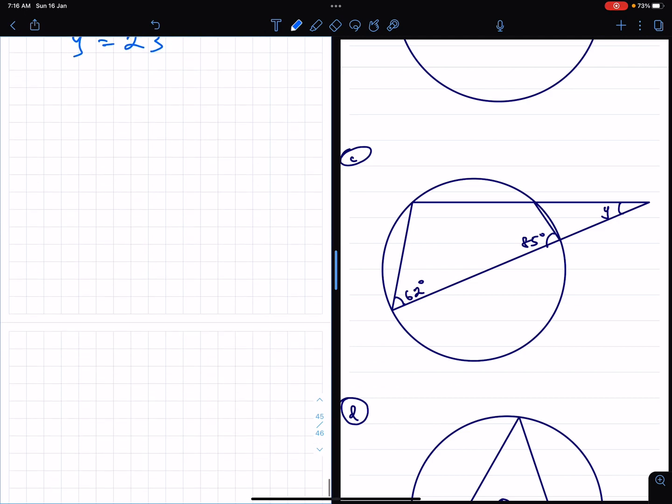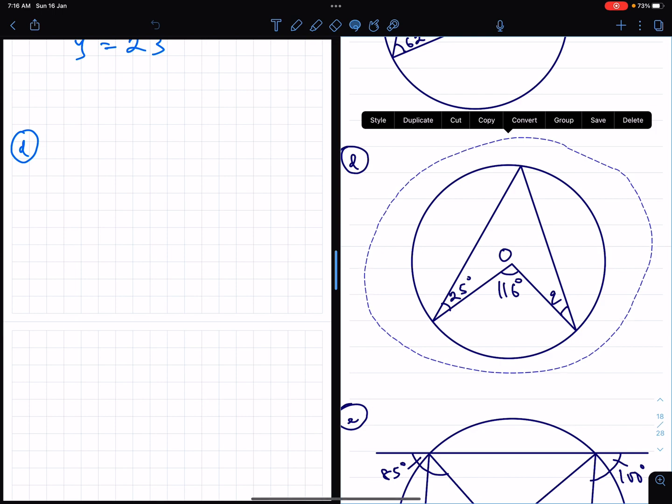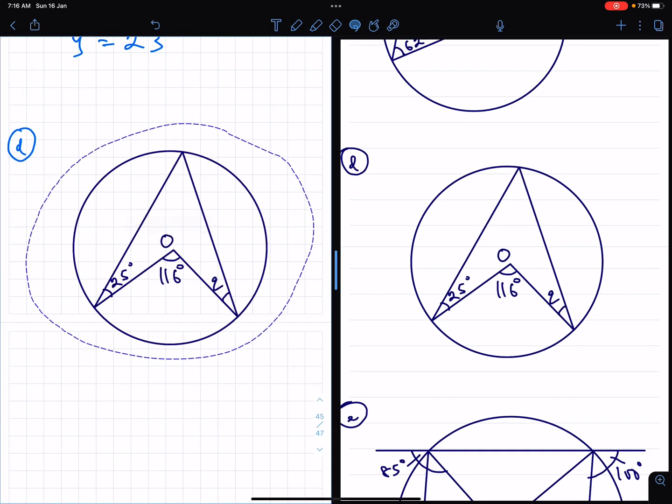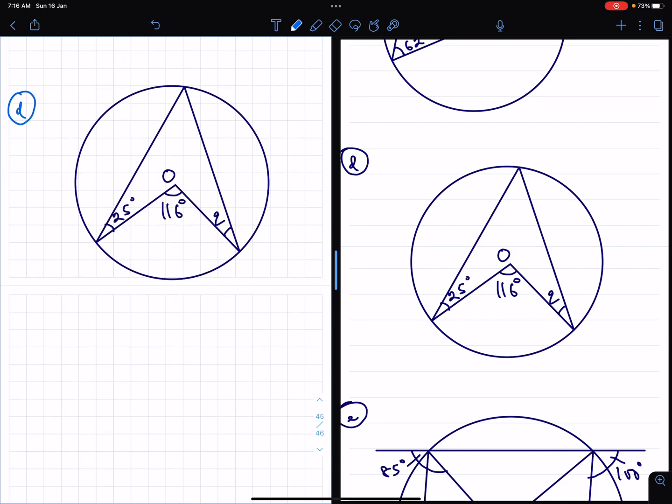Down to the next, which is D. Let's put the diagram there. That's question D. We want to find Q here. How do we go about that? I know that if this is 116, then this will be half of 116, which is 58 degrees. Angle at center is twice angle at circumference, so angle at circumference is half of angle at center.